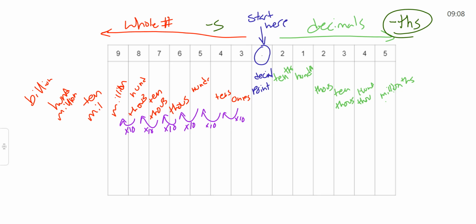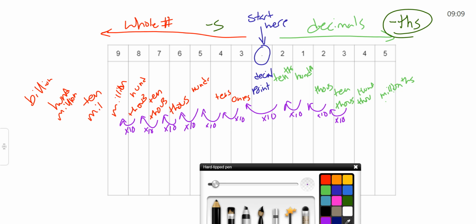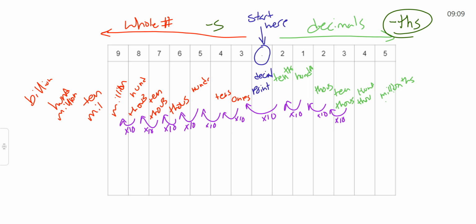But that also means, when we zoomed in, I brought up tenths. So after ones, we said tenths, and it was 10 tenths to make 1. So this pattern counts on the decimal side too. Forever and ever and ever. And the reverse of that, the opposite of multiplying by 10 is dividing by 10.